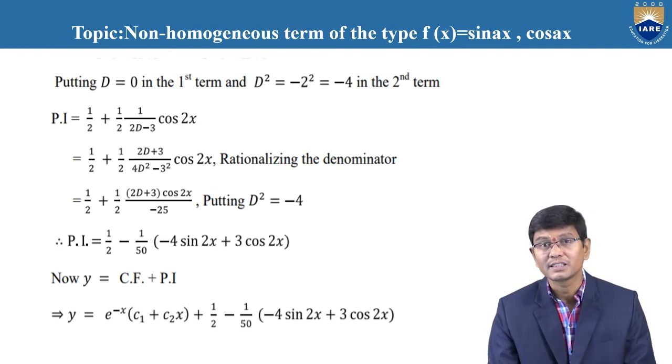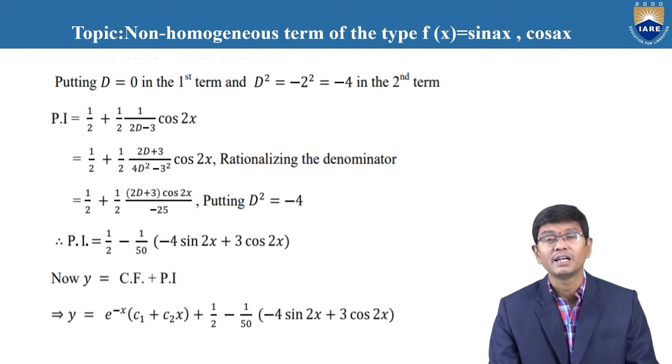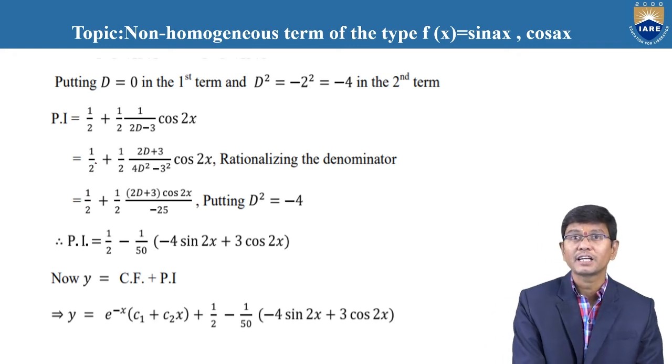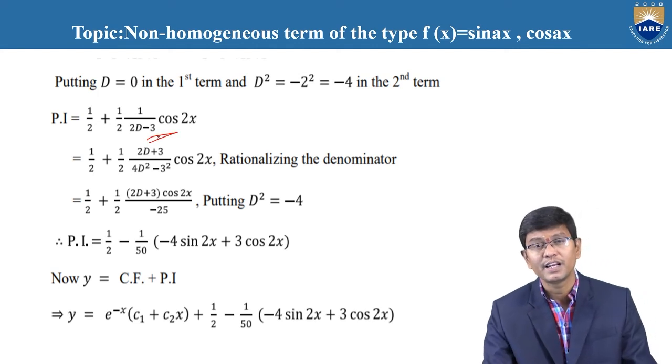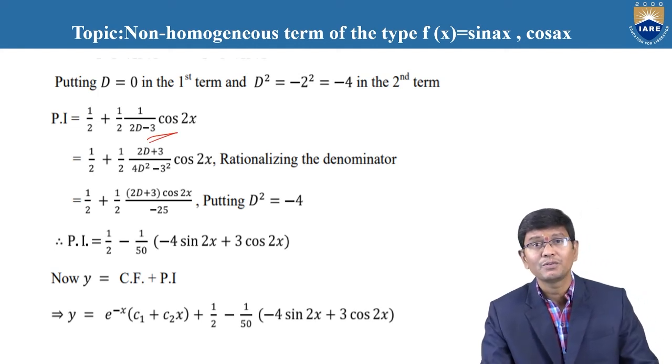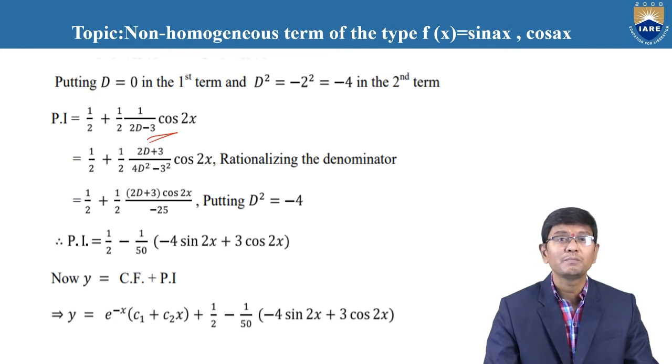According to the second part, you need to replace d square is equal to minus a square, which is minus 4. While observing here, the second part is not complete, because once again the denominator involves the value d. Therefore, we need to rationalize with 2d plus 3 by 2d plus 3.